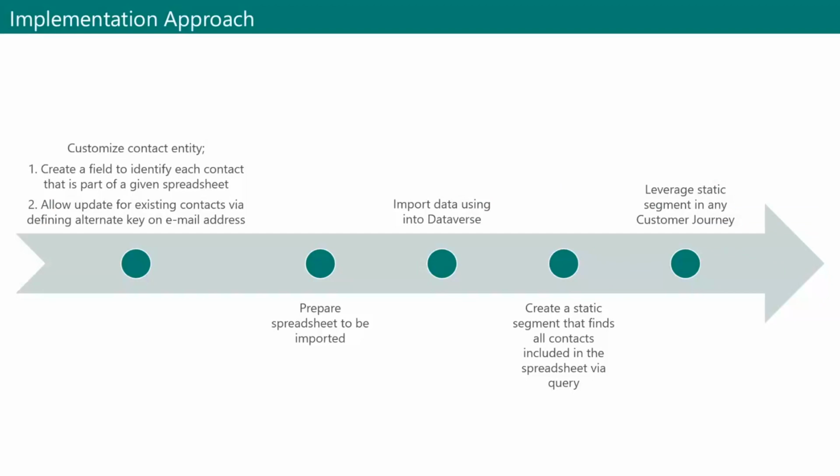As a first step, I'm going to customize the contact entity and add a custom field, and that field identifies each contact that is a part of a given spreadsheet. Then I'm going to create an alternate key on the email address field. This step is required to allow updates for existing contacts in the database using the import tool. And then I'm going to prepare the spreadsheet for the import by adding a column for the custom field. And next, I'm going to use the out-of-the-box Dataverse import tool to migrate contacts.